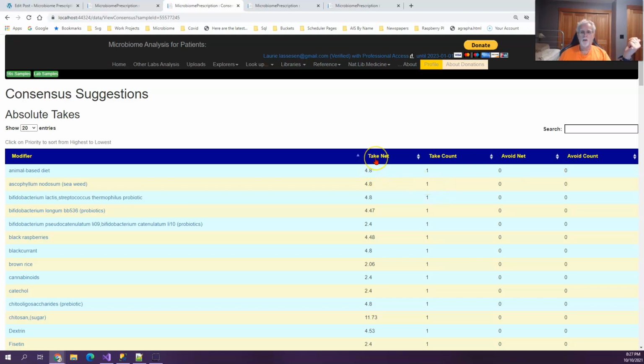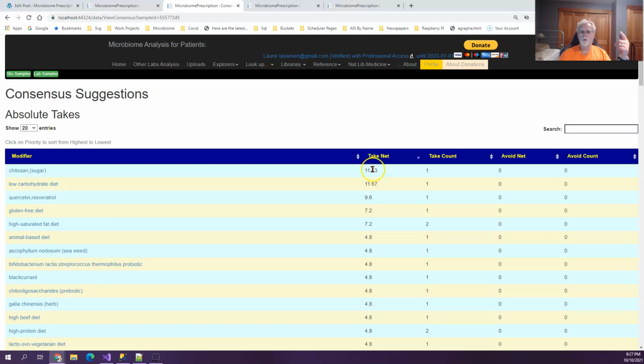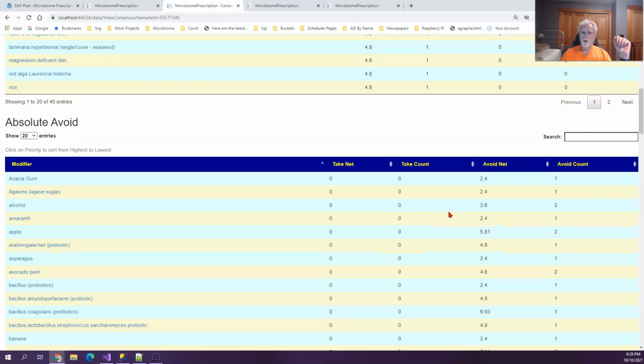What I suggest you do is double click this one so it goes from the highest value downwards, so you see what is the best take. And then you double click here to see how often it occurs. In this case, it shows up 2 times. It ends up with a high saturated fat diet, high protein diet, garlic, etc., quercetin. And you can see how often in the 2 analyses we did it showed up. The top 4 items showed up 4 times, which means if you want to be real conservative, those are the 4 you do.